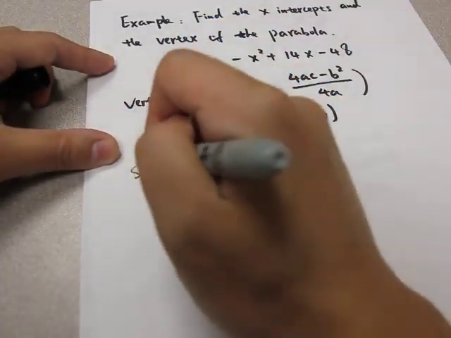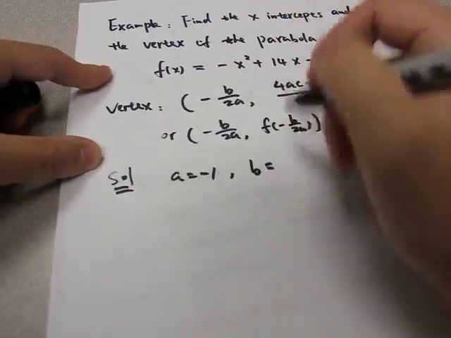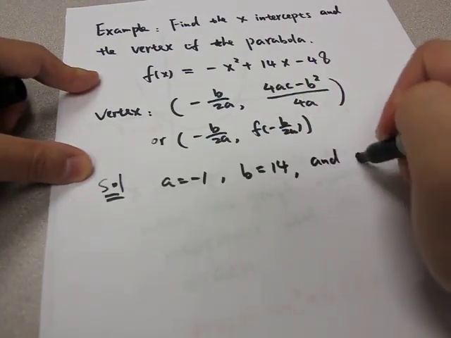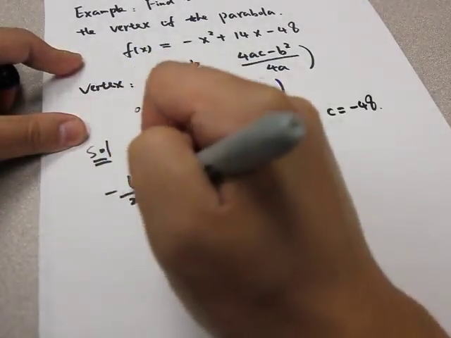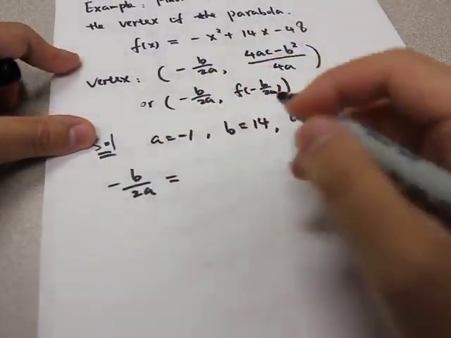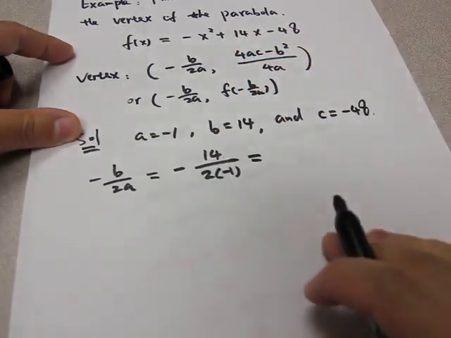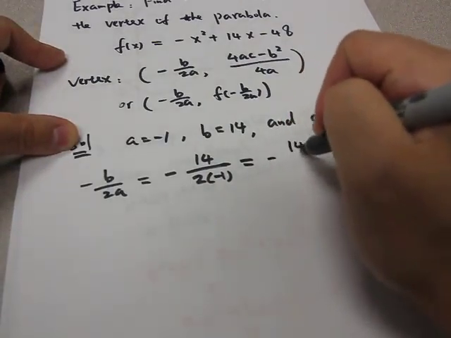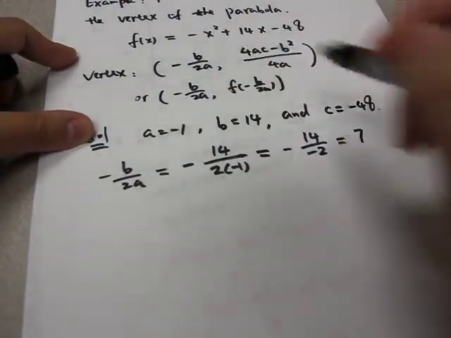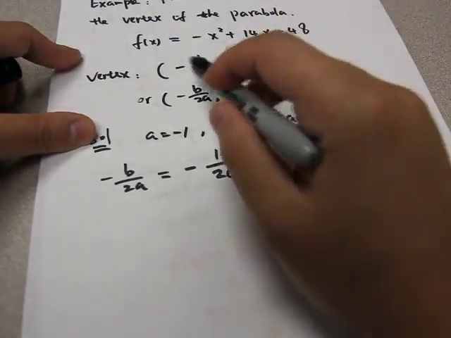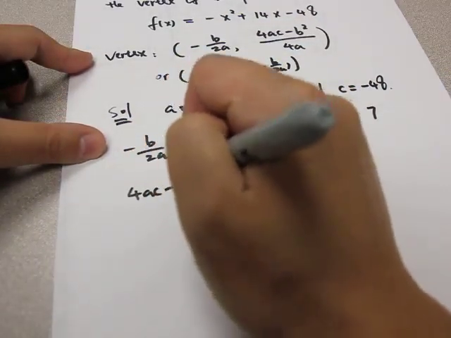So here A is -1, B is 14, and C is -48. So if I compute negative B over 2A, this will be -14 over 2 times -1. And this is -14 over -2, and that is +7. So we found out the x-coordinate of the vertex. Then let's find out the y-coordinate of the vertex.